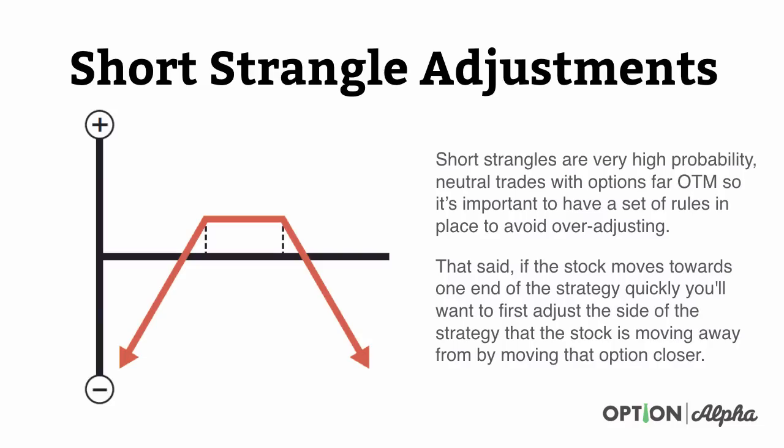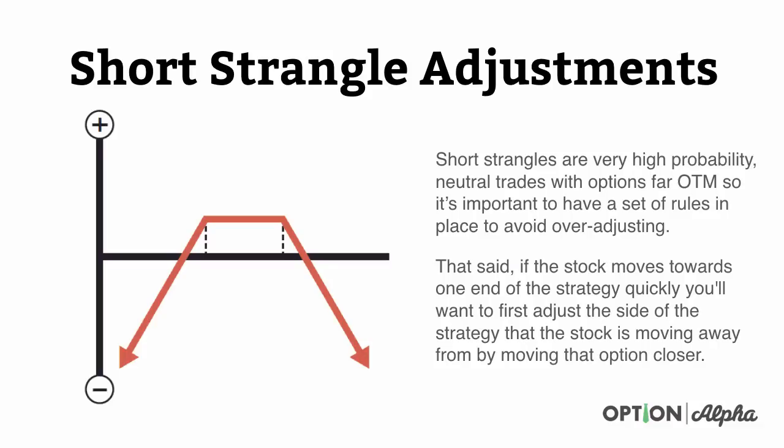So first thing that we want to talk about is short strangle adjustments. Now, short strangles are very high probability neutral trades with options far out of the money. So it's important to have a set of rules for placing adjustments so that you don't over adjust trades. We already talked about this in one of the videos here on track number 3, so I'm not going to cover it, but it's worth a comment here again.